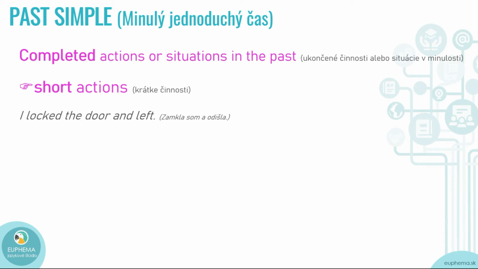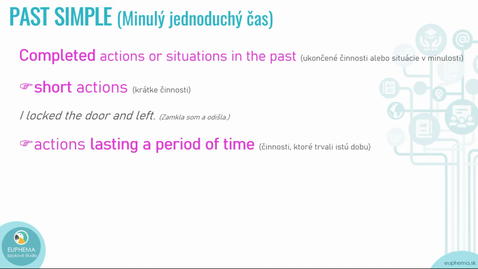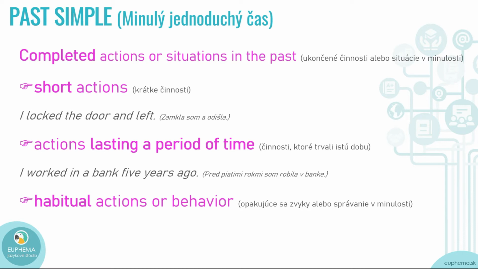Right? So past simple. For actions that lasted a period of time, for example, I worked in a bank 5 years ago. Okay, I worked there probably not just a couple of hours or days, but we're talking about several weeks or months. So if an action lasts several weeks or months, then you should use this past simple. And third, habitual actions or behavior. So actions or behavior that regularly repeated, okay? For example, he often wore jeans when he was a student.